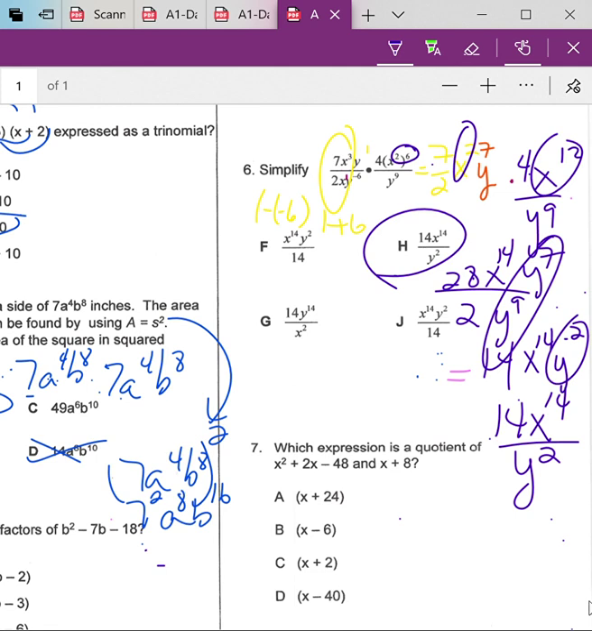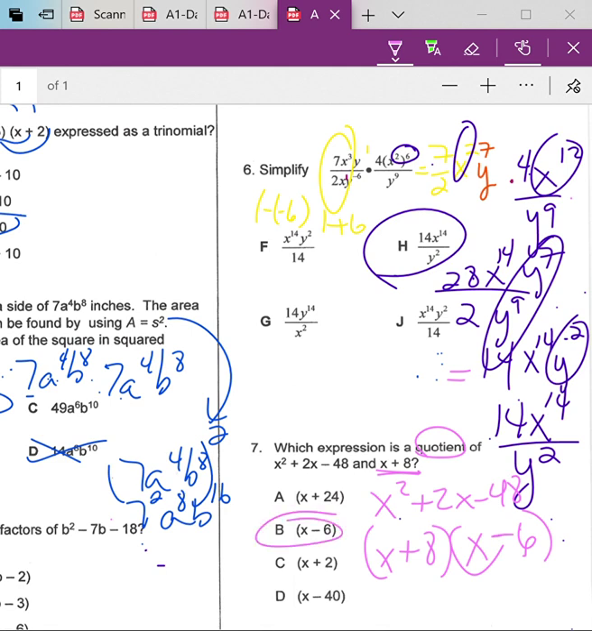Okay, number 7, I can't move it down, but let's just work it down here. All right, number 7, it says, which expression is the quotient of x squared plus 2x minus 48 and x plus 8? Really, guys, all you have to do is factor. One of your factors is already given, so you're going to look at the 48 and factor it, but we know one of those factors would be x plus 8, right? Well, the only other number that multiplies with 8 to give you 48 would be 6. So you know your answer has to have a 6, and then when you multiply, you need to give me a negative 48, so it has to be a negative 6. So when I multiply by positive 8, I get the answer.